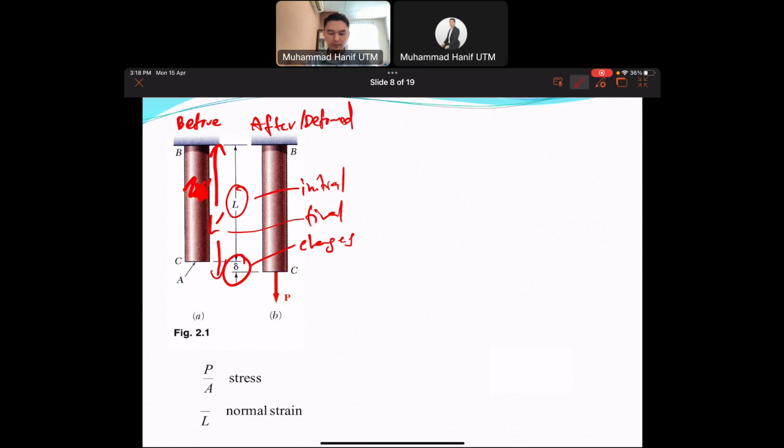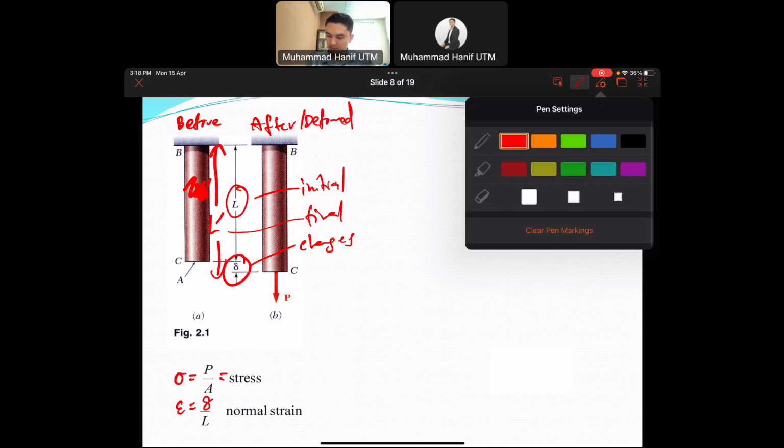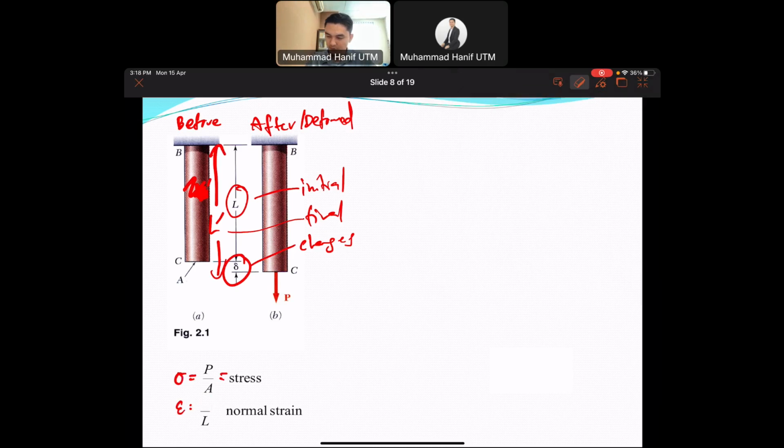Once you have this information, you can use the formulas of stress and normal strain to calculate those two values. So from here, we can get sigma equal to P over A, which is the stress. And epsilon is equal to the change. Oh, it should not be this symbol, it should be this one.